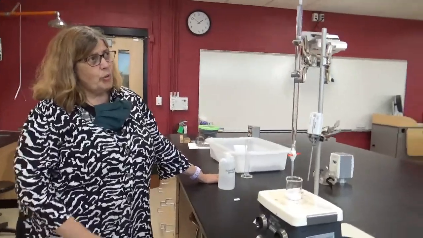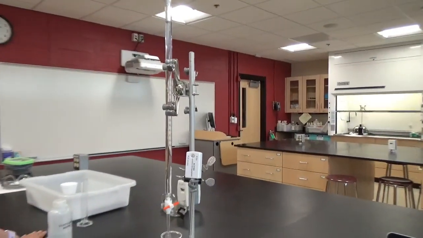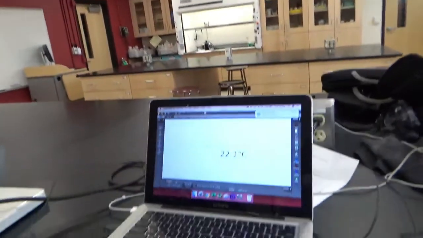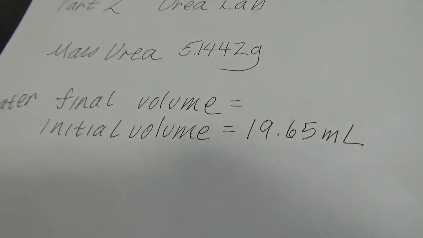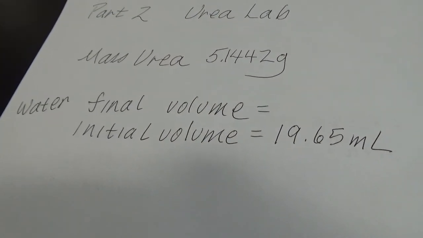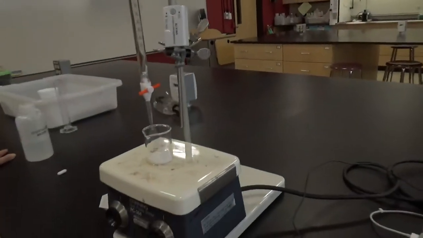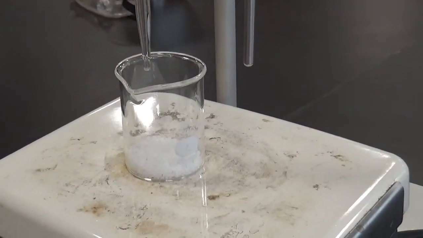So what we have here is a burette. And I've measured the initial volume as, what was it again? Oh, we wrote it down. It was 19.65 milliliters. That's the initial value of the water. And I have the weighed out urea, the 5.1442 grams in there.